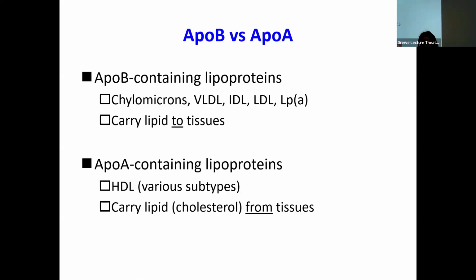So let's consider these in a little bit more detail. Very simply, we can split our lipoproteins into those that contain ApoB and those that contain ApoA. As we mentioned, the ApoB-containing lipoproteins are the chylomicrons, VLDL, IDL, LDL, and LP(a). Very simply speaking, these carry lipids to the peripheral tissues. And then the ApoA-containing lipoproteins are the various subtypes of HDL, and these do reverse cholesterol transport. So they take cholesterol from the tissues, and that can be from the arterial wall as well. The cholesterol in there is esterified, and then they exchange those cholesterol esters for triglycerides with these other lipoproteins.